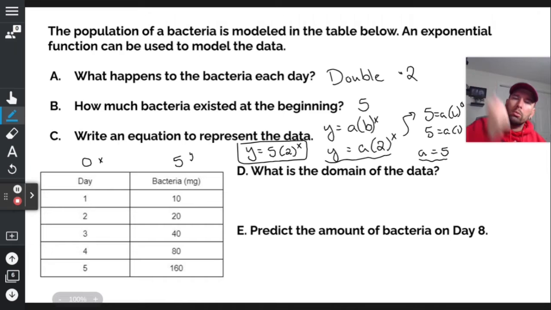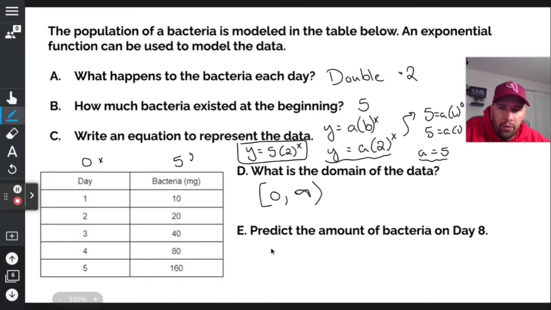Now that you know, what is the domain of this data? Well, if this is a real life problem, I'm not going to go back in time. So the domain of the data is going to start out at 0, and it's going to go on forever if I choose to do it that way. No negatives. It wouldn't make sense. If you were to plug in negative x, that means let's go back in time before all of this started. You can't do that. It's ridiculous. I'm going to use this formula to predict the amount of bacteria on day 8.